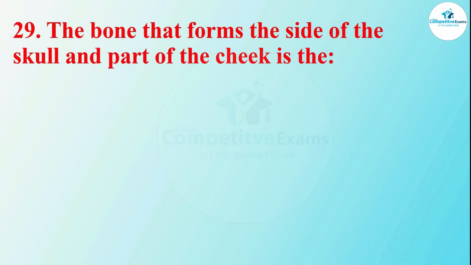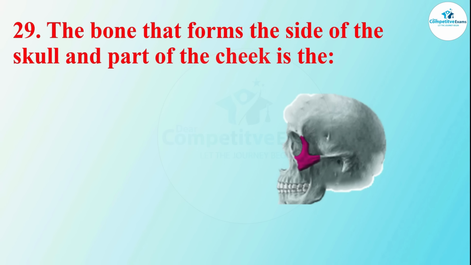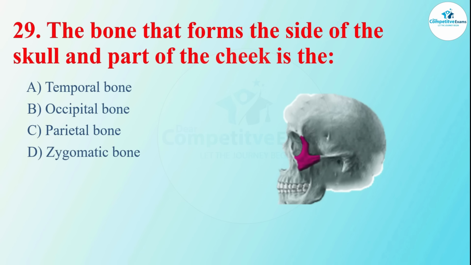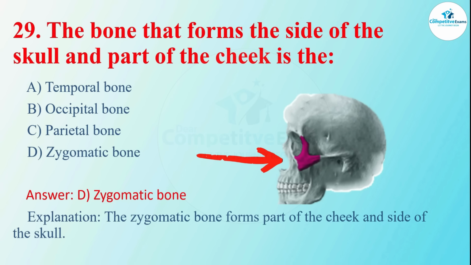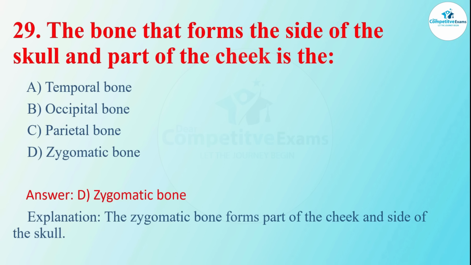The bone that forms the side of the skull and is a part of the cheek is, so what do you call that bone that forms the side of the skull and the part of the cheek? Is it temporal bone, occipital bone, parietal bone or zygomatic bone? The right answer is zygomatic bone. The zygomatic bone forms part of the cheek and the side of the skull, like you see in the picture. Let's move on to question number 30.